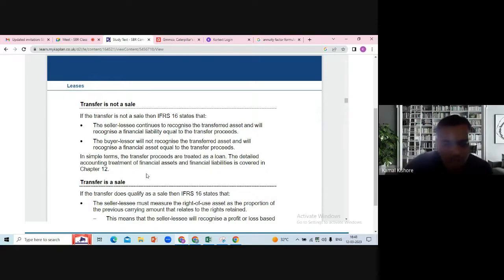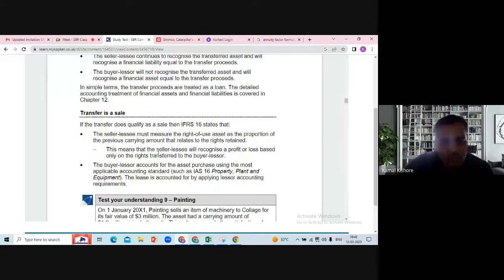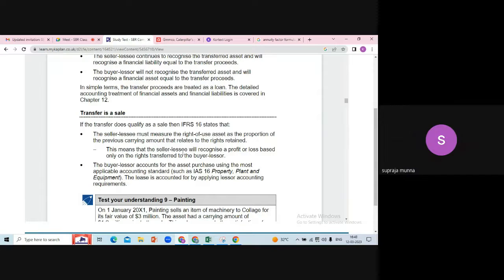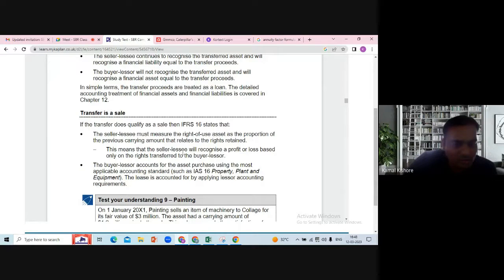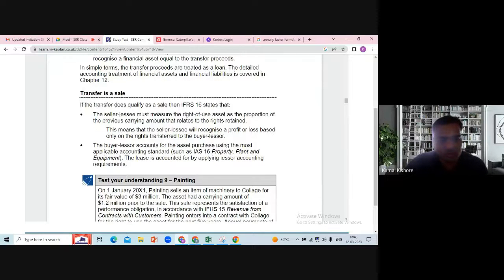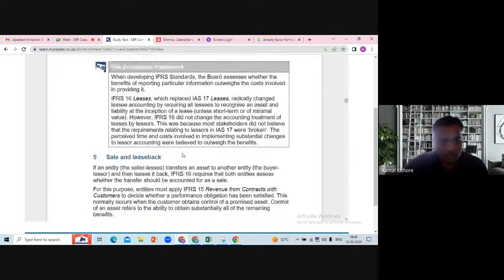Where transfer is a sale. The transfer does qualify as a sale. It means that the seller lessee, who I only sold initially and I became a lessee, will recognize profit or loss based only on the rights transferred to the buyer lessor. So how much rights have been transferred? That we will see. We will work out a question based on that.